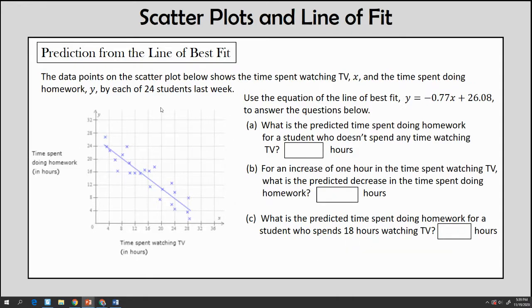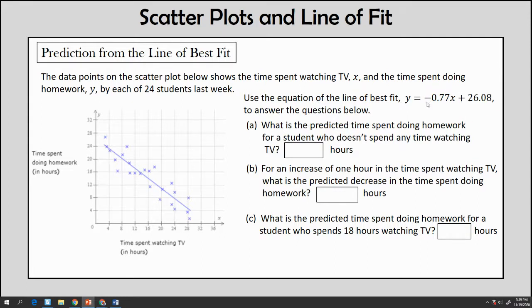Okay, let's look at another one. This shows the time spent watching TV. That's our X. Time spent doing homework is our Y. Again, bivariate data. There are my two different variables, for 24 students. So there are 24 X's up here. They have already generated the line of best fit. That's this blue line. And they're telling us what the equation is.